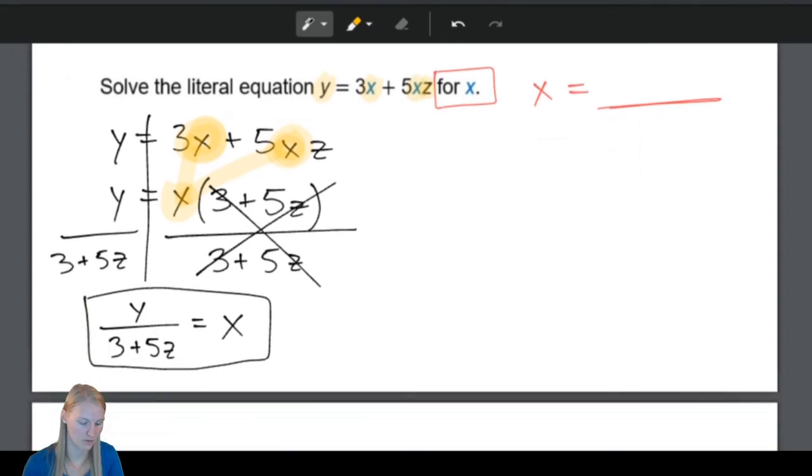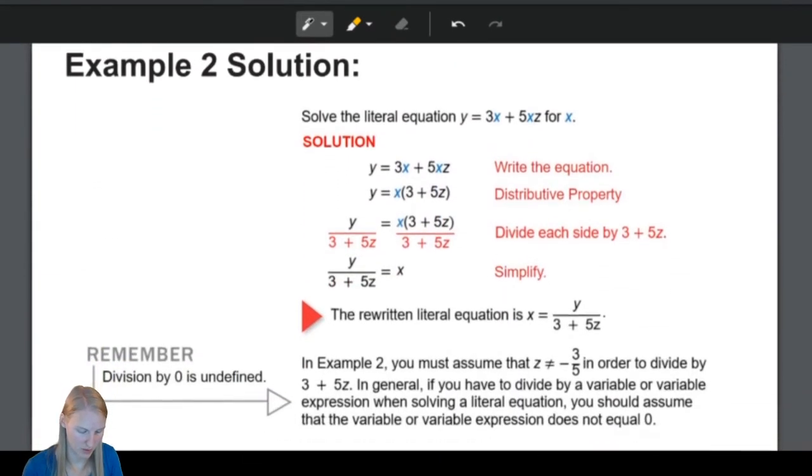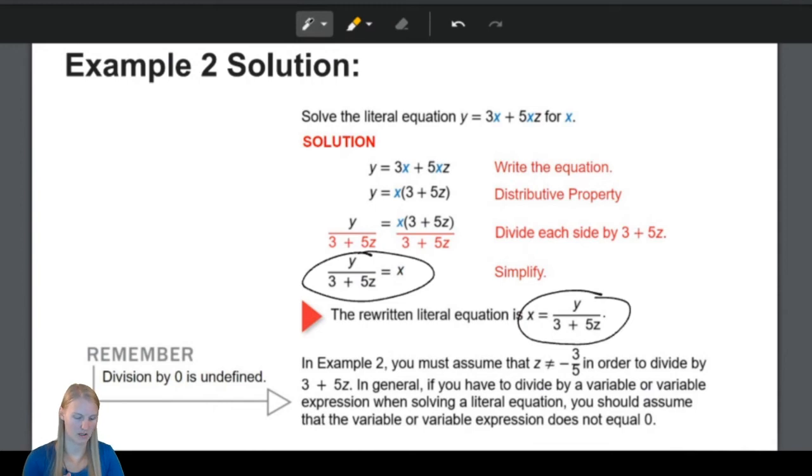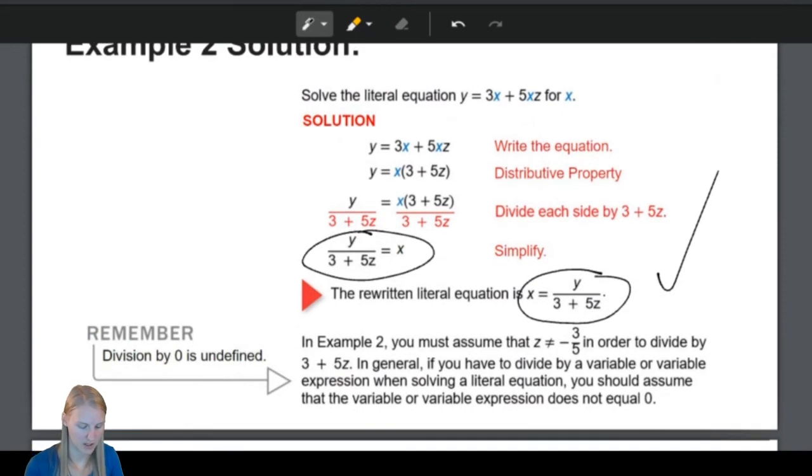Okay, wonderful. Let's make sure that we got it right. Beautiful. Y divided by 3 plus 5z. x equals y divided by 3 plus 5z. We were correct. And this blurb down here is just telling you that the denominator cannot be 0, because remember, if we divide by 0, the world will explode.